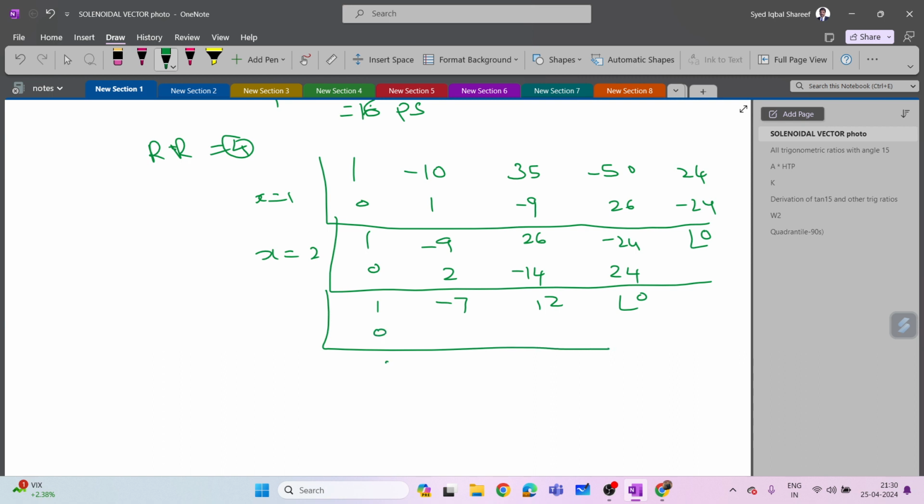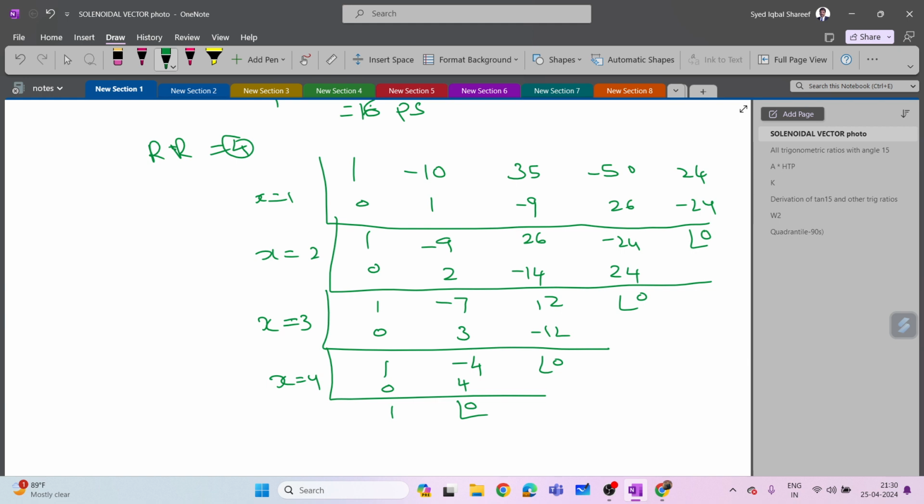Now let me take x equal to 3. 1 times 3 is 3. Minus 7 plus 3 is minus 4. 3 times 4 is minus 12. Minus 12 plus 12 is gone. Now take x equal to 4. 1 times 4 is 4. Plus 4 minus 4 is gone.